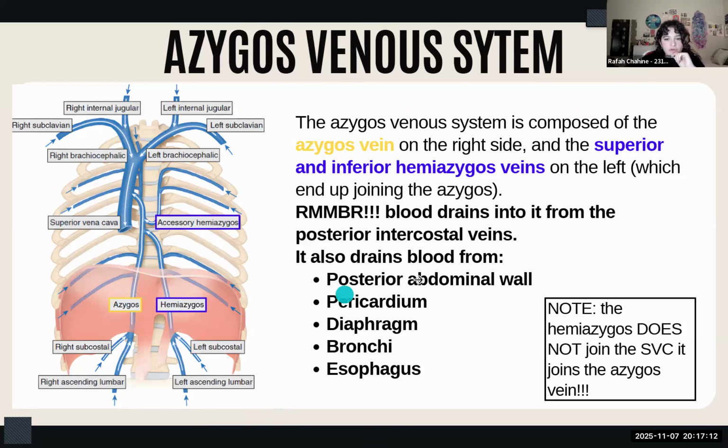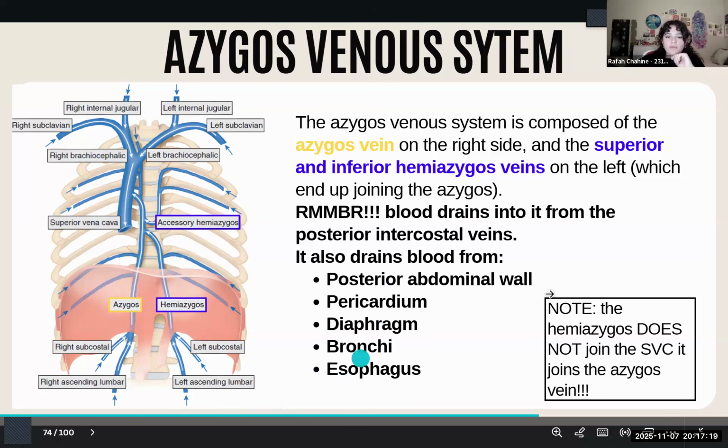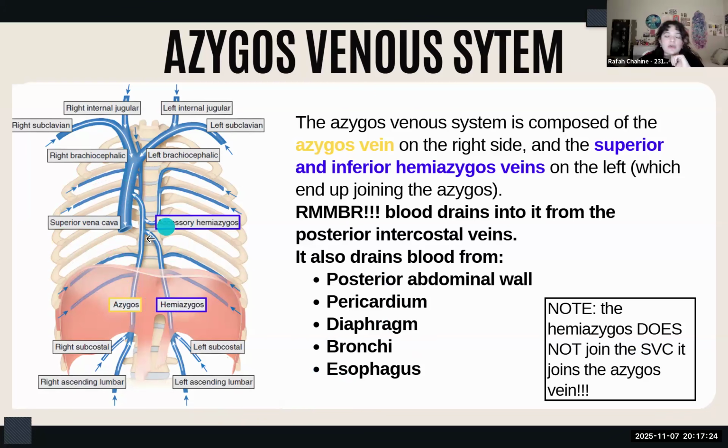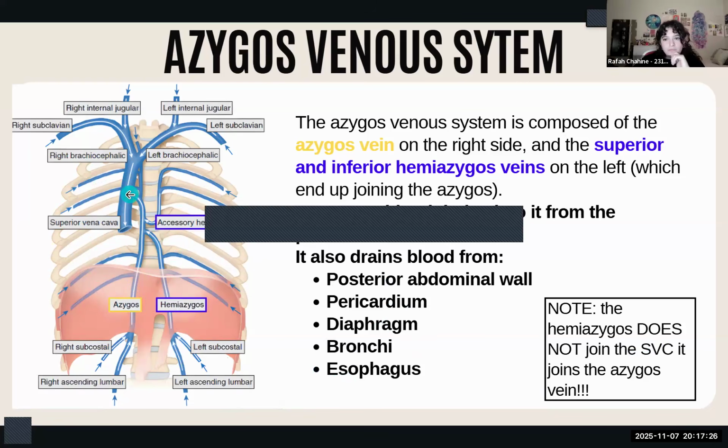It also drains blood from the posterior abdominal wall, the pericardium, the diaphragm, the bronchi, and the esophagus. These do not join the SVC, or don't drain into the SVC directly. It drains into the azygos, which drains into the SVC.